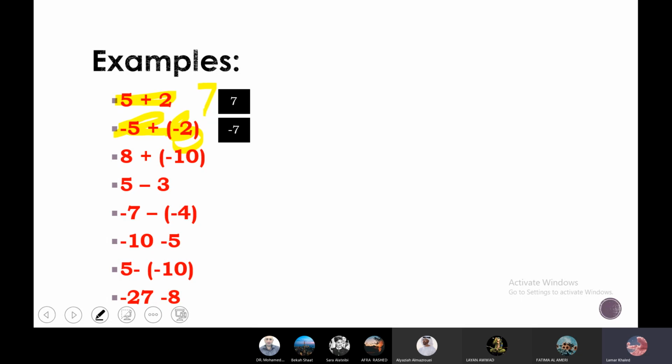How about the third question? Can Aliazia answer the question? If you don't know, just tell me. I can help you. So see, we have different signs. Here we have positive and here we have negative. Because we have different signs, are we gonna add or subtract? Subtract. Okay, so 10 minus 8, it will be what? 2.